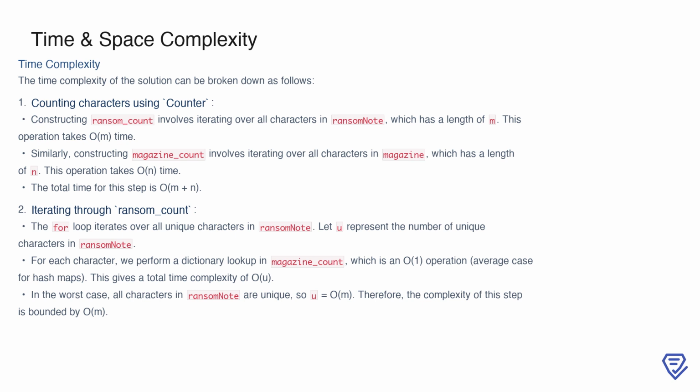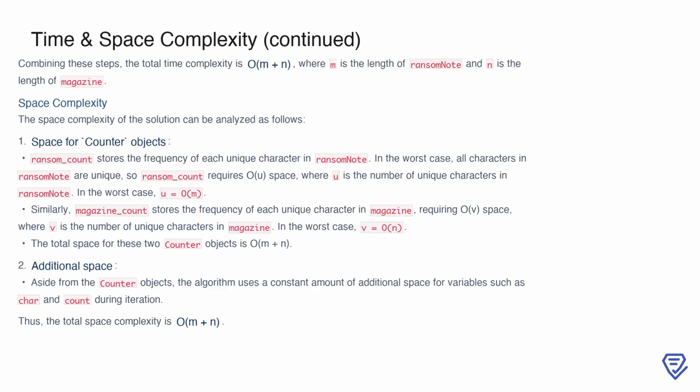Next, we iterate through the ransom_count dictionary. The for loop processes all unique characters in the ransom note, and for each character, we perform a dictionary lookup in magazine_count. Dictionary lookups are O(1) on average, so the complexity of this step depends on the number of unique characters, denoted as U. In the worst case, where all characters in the ransom note are unique, U is proportional to m, making this step O(m). Thus, the overall time complexity for this part of the process is also bounded by O(m). Combining the 2 steps, we see that the total time complexity of the solution is O(m + n), where m is the length of the ransom note and n is the length of the magazine.